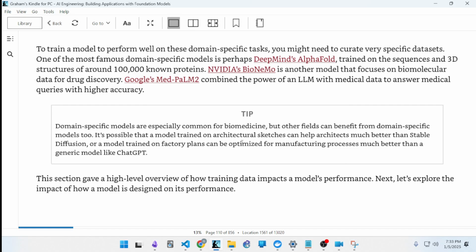Tip: domain-specific models are especially common for biomedicine, but other fields can benefit from domain-specific models too. It's possible that a model trained on architectural sketches can help architects much better than Stable Diffusion, or a model trained on factory plans that can be optimized for manufacturing processes much better than a generic model like ChatGPT.